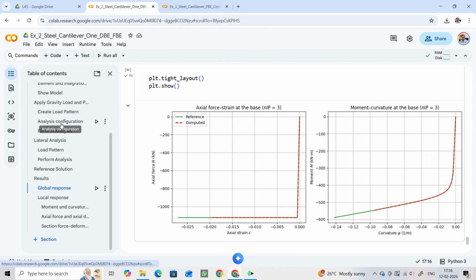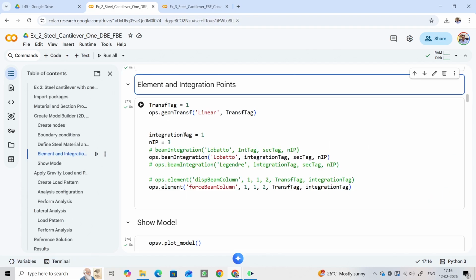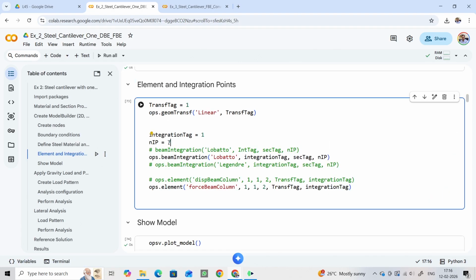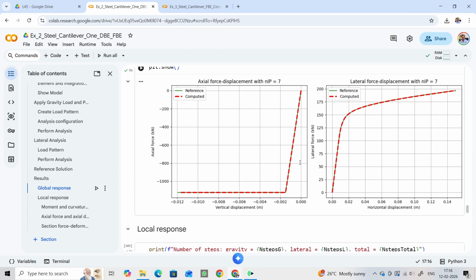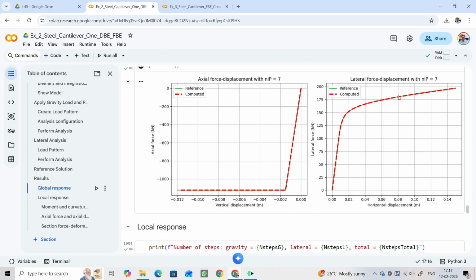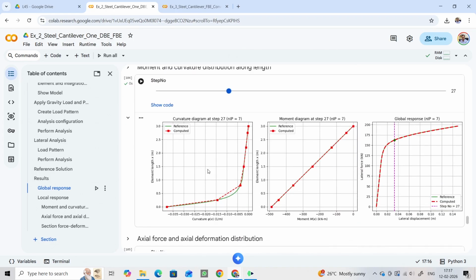Now let me increase the number of integration points. Make it directly 7 and now look at the global response, reference versus computed are matching quite well. One element, 7 integration points. Look at the curvature distribution. These are the integration points where I am recording the curvature, and you can see they are all on top of the reference solution.